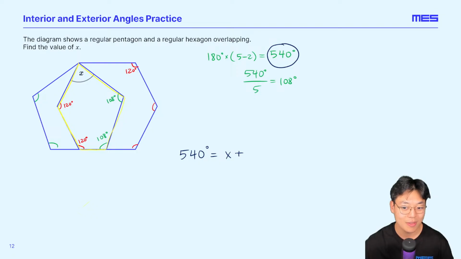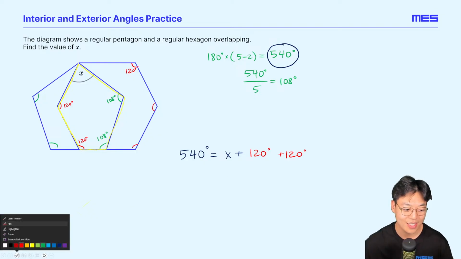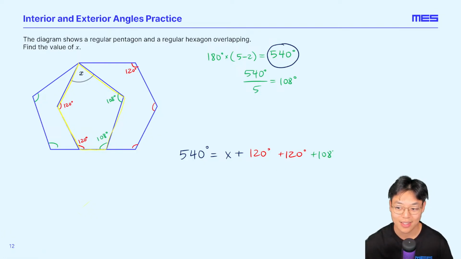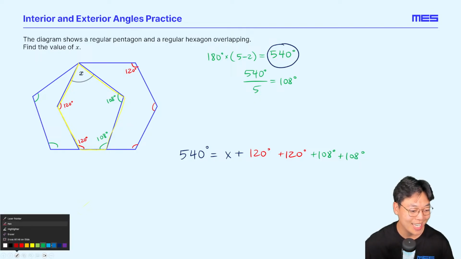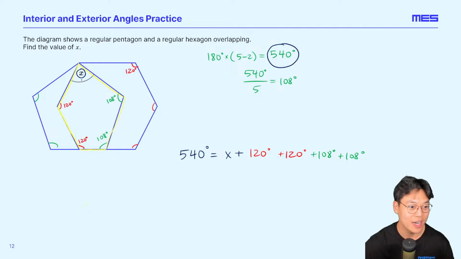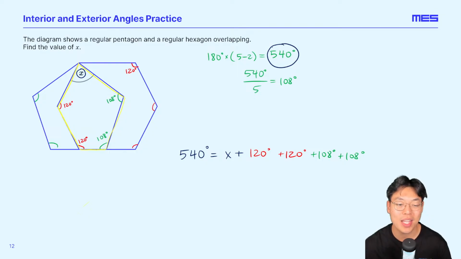x plus 120 plus 120 plus 108 plus 108. Isn't that crazy? We just found x. Here's x, right? One of 5 angles in a pentagon. We know that in a pentagon, the sum of interior angles is 540. So we add up 120, 120, 108, 108, and x, and try to find x.